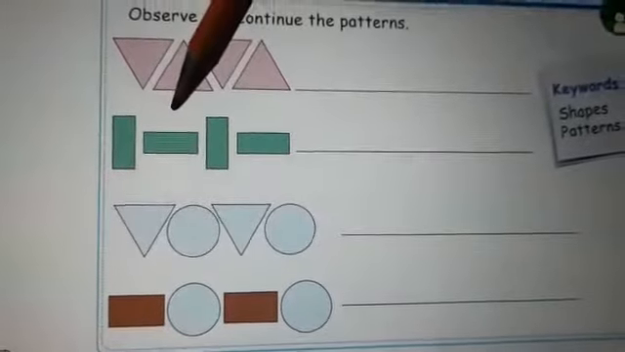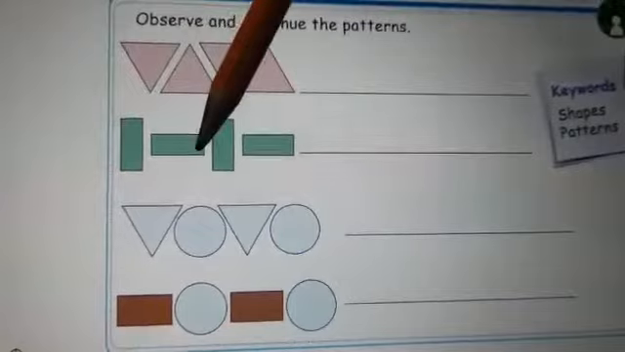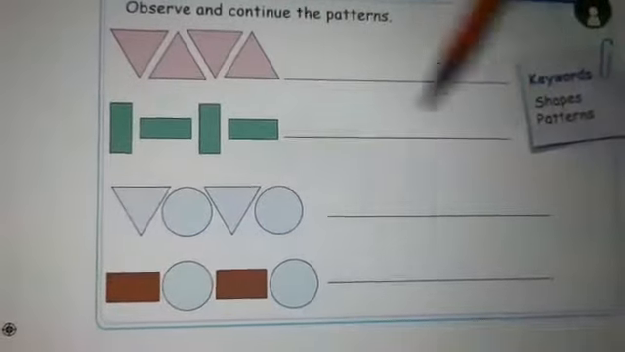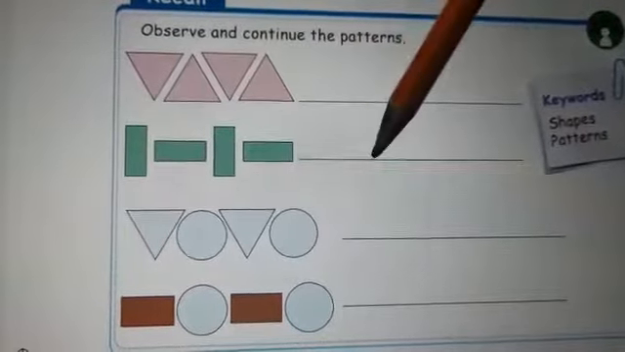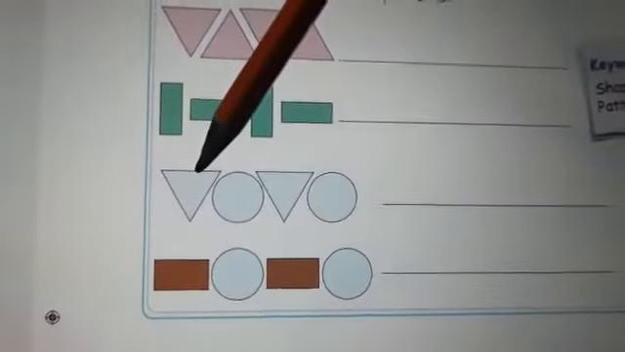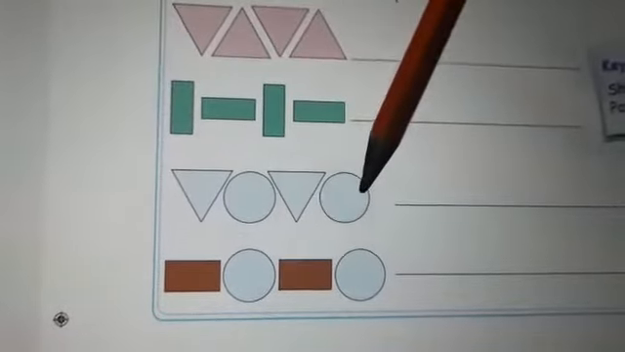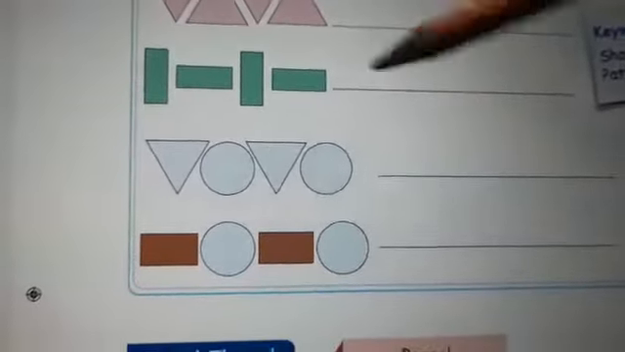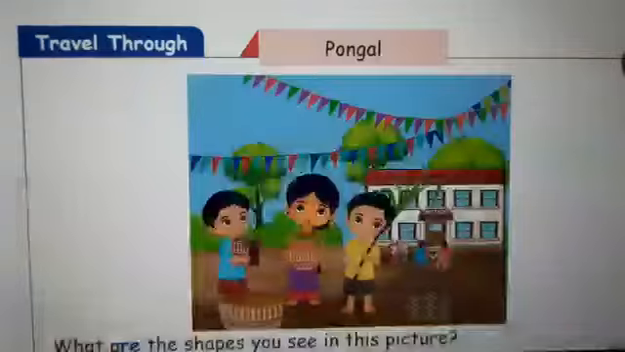See here, it is a rectangle. Vertical rectangle, horizontal rectangle. It's vertical and it's horizontal. Like that, complete it. You have to draw a vertical and next a horizontal rectangle. Next one is an upside down triangle, circle, upside down triangle and a circle. Next also an upside down triangle and a circle. Like that, you also draw this and complete this pattern.